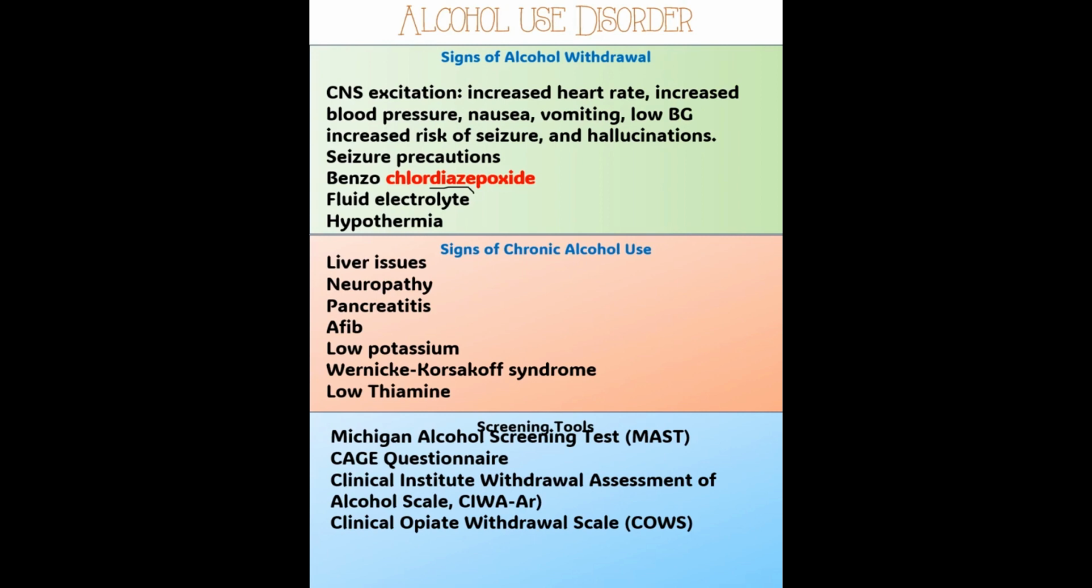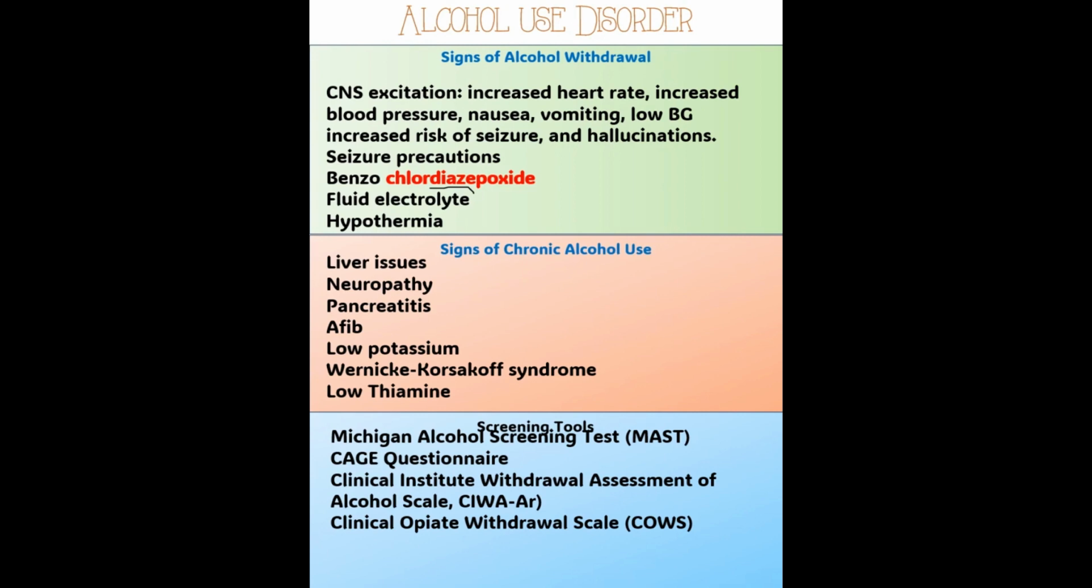Looking at signs of chronic alcohol use disorders, we're looking at liver problems. That's going to be our cirrhosis. We have to look at those liver issues. We're not going to be able to process meds and things. Neuropathy, pancreatitis, AFib, low potassium.